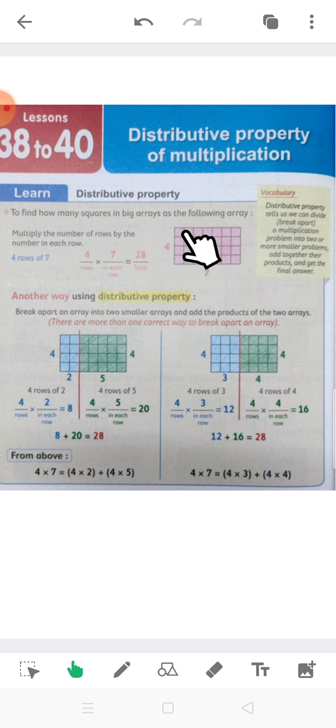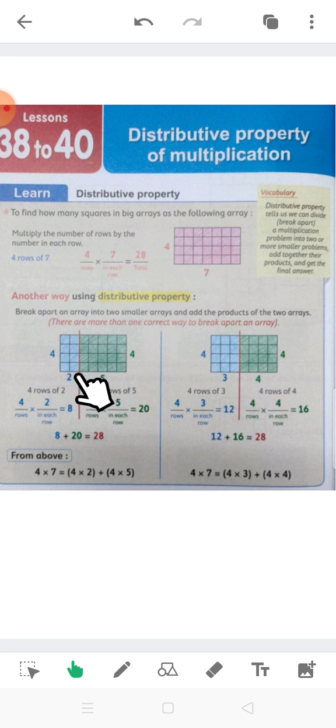How many rows do we have? I've got 1, 2, 3, 4. And how many columns? I've got 7. Okay, so the total area equals 28. So the area equals rows by columns. 4 times 7 equals 28.